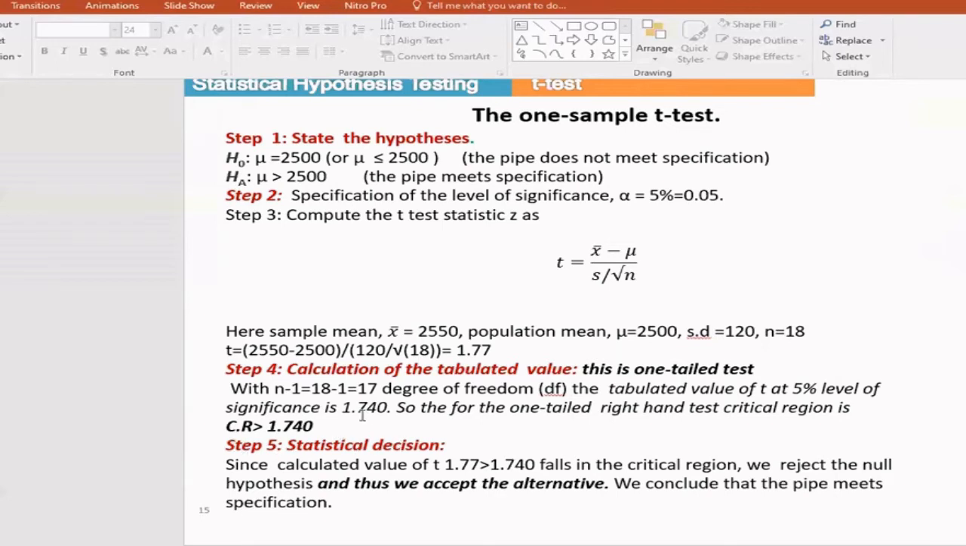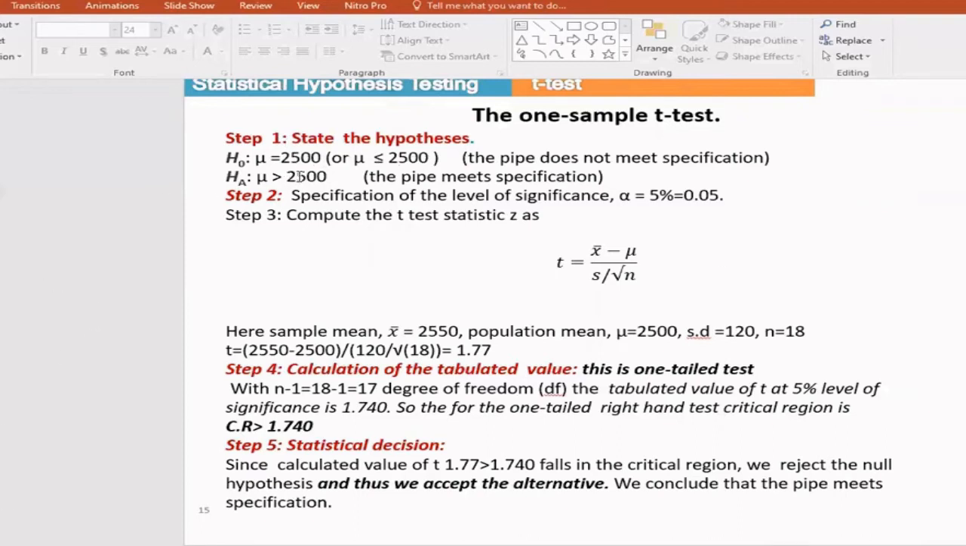Step 5. Since our calculated value 1.77 is greater than our tabulated value, it falls in the critical region. When the calculated value falls in the critical region, we do not accept the null hypothesis. We accept the alternate hypothesis. That is, we are not going to accept that the pipe does not meet the specification, which is equal to 2,500 or less than or equal to 2,500.